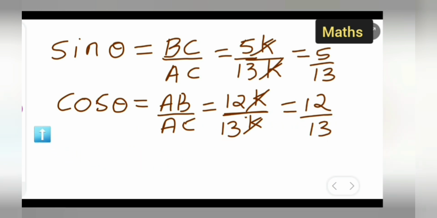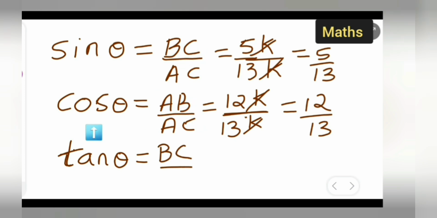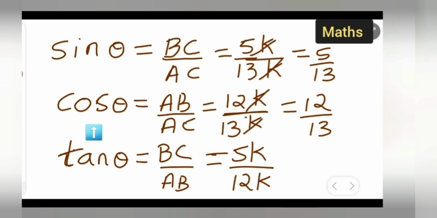Next, let us find out the tan theta. Tan theta is opposite upon adjacent. Opposite is BC, upon AB, which is the adjacent. So I will directly write BC upon AB, and that is nothing but 5k upon 12k. The k will get cancelled. I will get 5 upon 12.